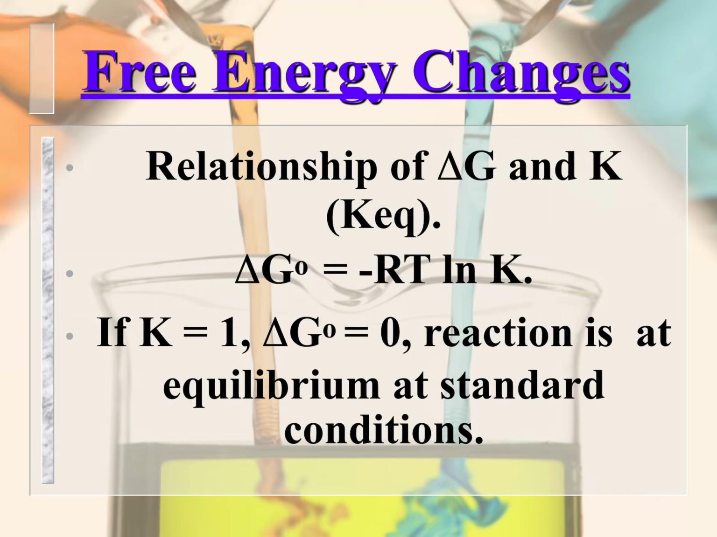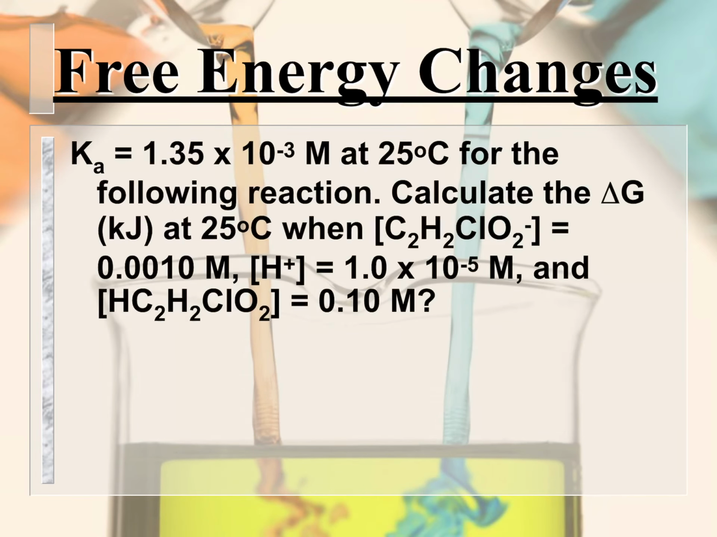Now, suppose they give you this for K and they want you to get delta G instead of delta G naught. Well, we can use K to get delta G naught, and then we can go back to that other equation where delta G is equal to delta G naught plus RT natural log of Q, and figure out delta G from there.